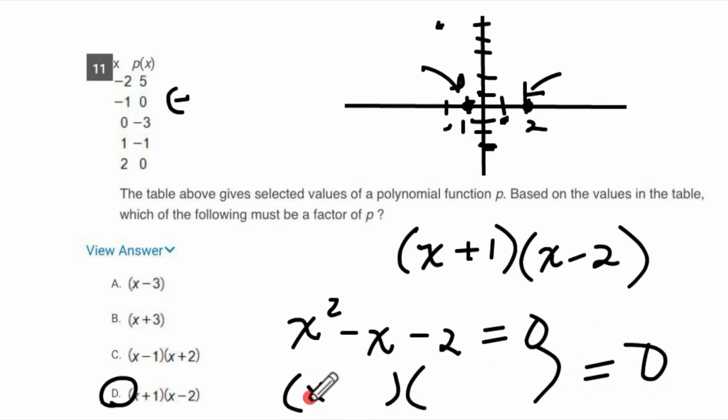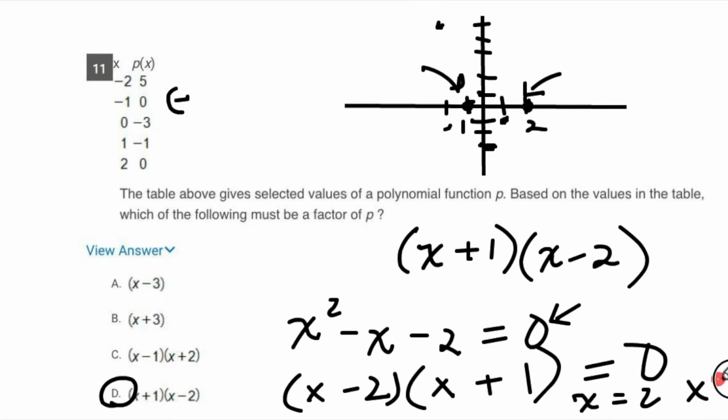And you would get x minus 2, x plus 1, and you would get x equals, when y equals 0, because this is the y, that would be your f of x, which would be your y. When y is equal to 0, we have our solutions, which would be x equals 2 and x equals -1. But they're asking for factors. So if you have the solutions or the roots or the zeros, you can go backwards and determine the factors.